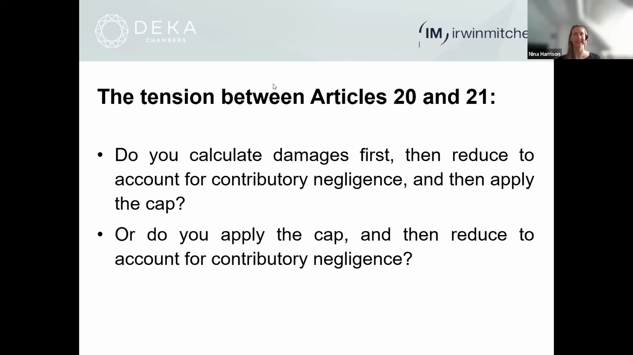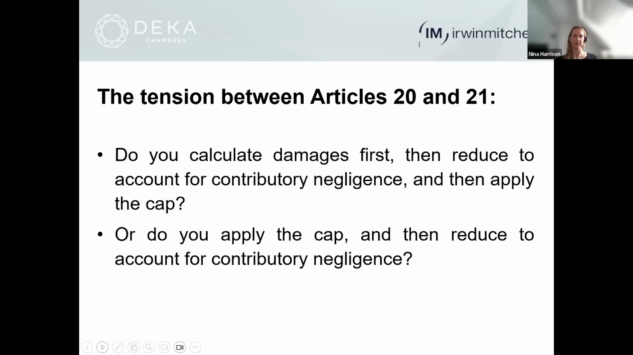There is, and it looks quite straightforward, but it is quite a complex idea to consider, and it hasn't really been considered in huge amounts of detail in any reported authority. There's some academic commentary, but essentially it breaks down to what you see in the slide. Do you calculate the damages first and then reduce it to account for contributory negligence and then apply the cap under the convention, or do you apply the cap first and then reduce it to account for the contributory negligence?